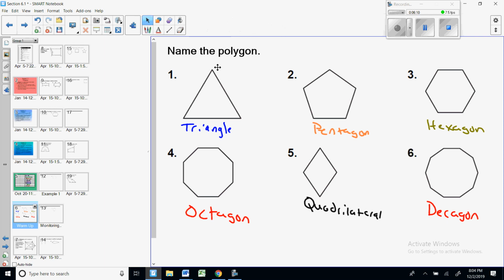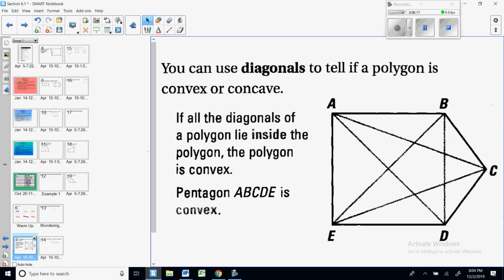Any questions? Okay, so the naming of the figures is going to be a piece of this, and one of the things that you're going to be asked to do is determine whether or not your figure is concave or convex. And you're going to be able to use the diagonal to tell if a polygon is concave or convex. If all the diagonals of a polygon lie within the polygon, it's convex. And if it's not convex, it's concave.